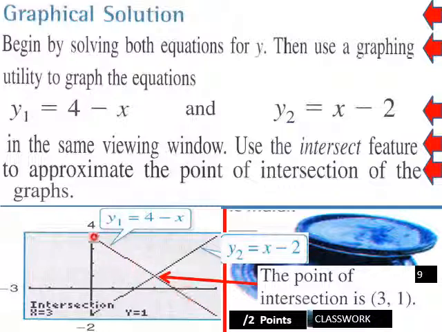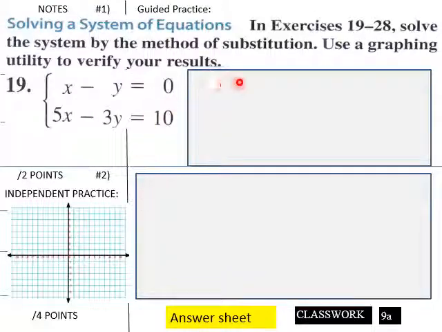When we do that, here is y equals 4 minus x, and then this is x minus 2 here. This would be your point of intersection at 3, 1. And that would be your solution here for these systems of equations. Intersection 3, 1.